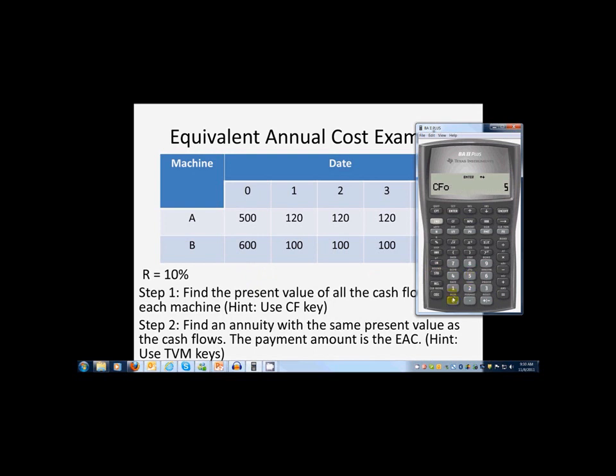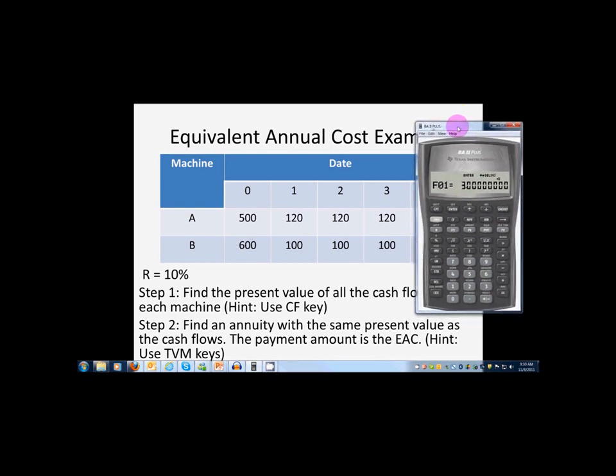So CF0 is 500. Enter. Arrow down. C01 is 120. Enter. Arrow down. F01 is 3 because that cash flow only shows up 3 times. Now we're ready to click over to NPV, and they tell us the required rate of return is 10%. We're going to hit enter, arrow down, and compute NPV. In reality, what we've just computed is the present value of all these cash flows.